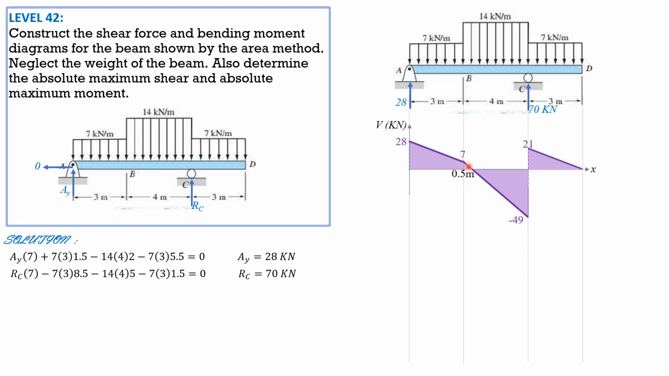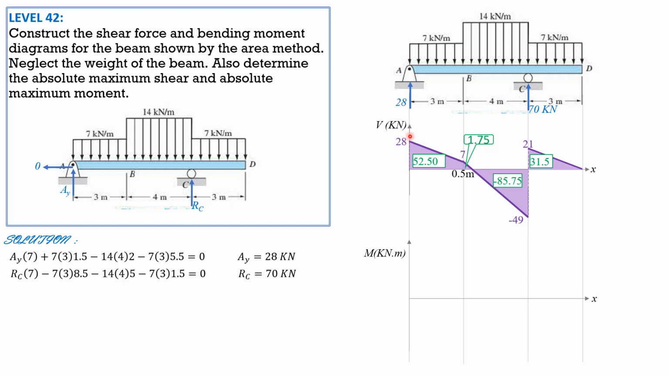The area is 1/2 of 0.5 times 7 for this small triangle, 1.75. This is 1/2 of 3.5 times negative 49. The area is negative 85.75. The area of the trapezoid is 1/2 of 28 plus 7 times 3, 52.5. And the area of this triangle is 1/2 of 3 times 21, 31.5 kilonewton meter. So for the moment diagram, moment at A is 0, of course, that's a pin support, an end support.